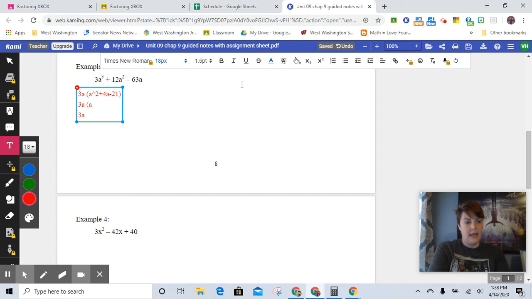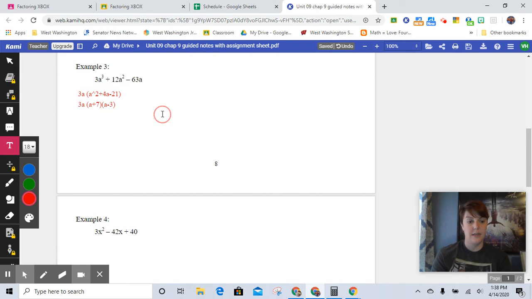So here it's going to be a plus 7 and a minus 3. And since there's nothing left to do, there's no reason for me to have a third line. There we go. That's my final answer: the GCF that's factored out and each one of these terms here.